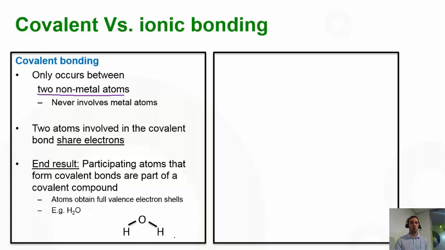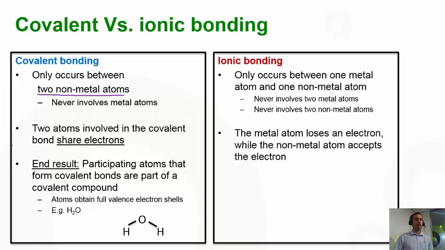So in the case of our water molecule here, the oxygen and the two hydrogens that are part of the covalent compound are all stable because they all have full valence electron shells. Another key thing with covalent bonding is there are atoms before the atoms attach together, and they remain as atoms once they're within the compound. So let's compare this to ionic bonding.